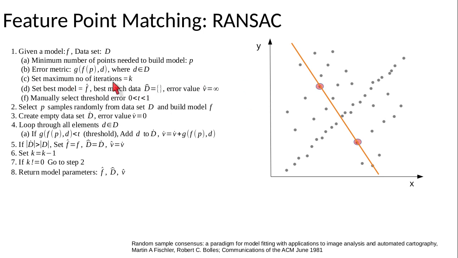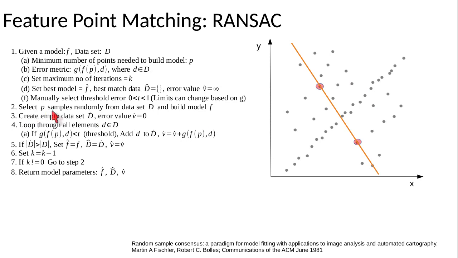K is the number of iterations, or the number of models that you want to build. Set f hat to be the best model. This would be an empty model right now. Set the best matching dataset d hat to an empty dataset, and the best error value that you have obtained so far, v hat, is set to infinity. You also select a manual threshold between 0 and 1. The threshold might have a different value depending on the error metric g. We will go through the rest of the steps using linear regression and this dataset as an example.